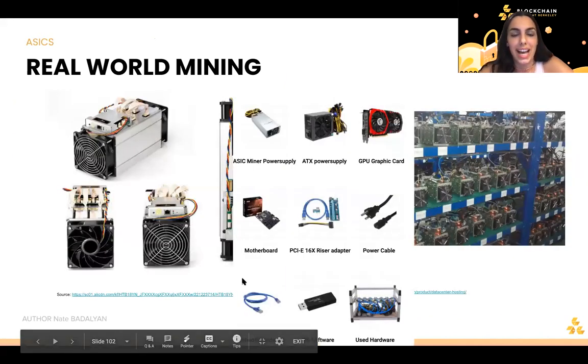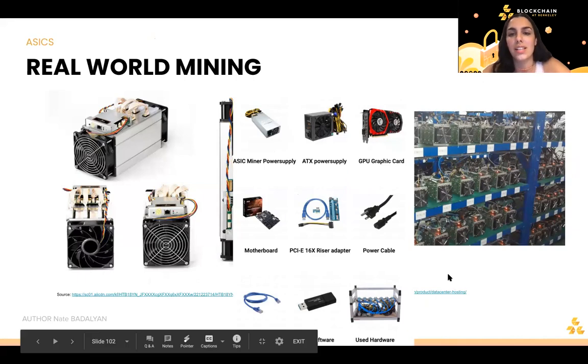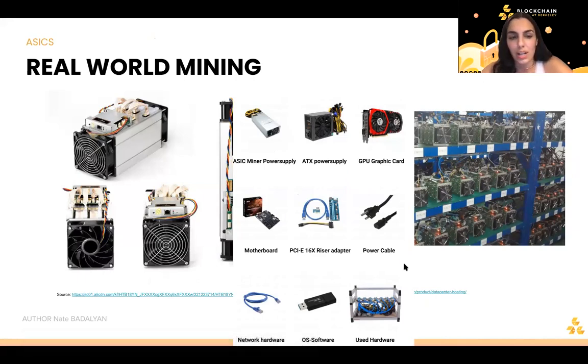These are the different types of machines that we're going to use. This is the power supply for an ASIC. This is it up close. You can just see the different types of hardware and what it looks like in real life, if you ever want to interact with it.